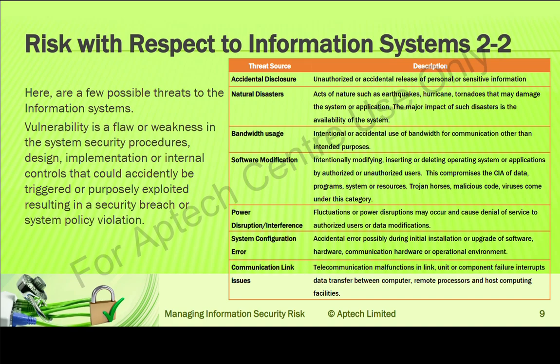And we also have system configuration error, an accidental error possibly during initial installation or upgrade of system software, like what happened with the Microsoft CrowdStrike upgrade that caused an outage of the Microsoft Windows operating system, if you remember two or three months ago. So that's another issue, like communication hardware or operational environment. We also have communication link issues, telecommunication, and internet service providers can also cause threats, disclosure, or this threat also. So let's move to the next.